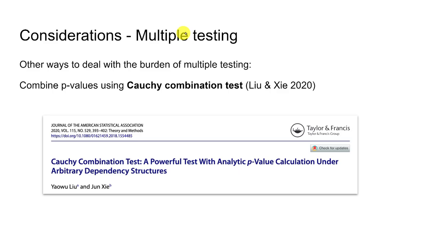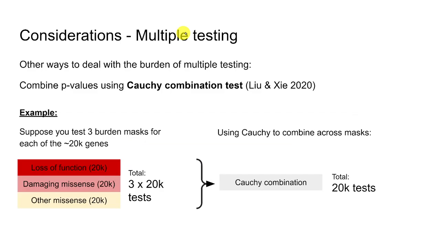Last bit, I'll go through this very quickly. Another way to reduce the burden of multiple testing. So careful with the word burden, but basically with genetic association tests, you're doing a lot of tests across millions of variants or tens of thousands of genes. One way to reduce that burden of having so many tests is by combining some of those p-values, some of those tests together, using this kind of magical test called the Cauchy combination test. And I won't go into the specifics of it, but I'll give you an example of how you'd use this.